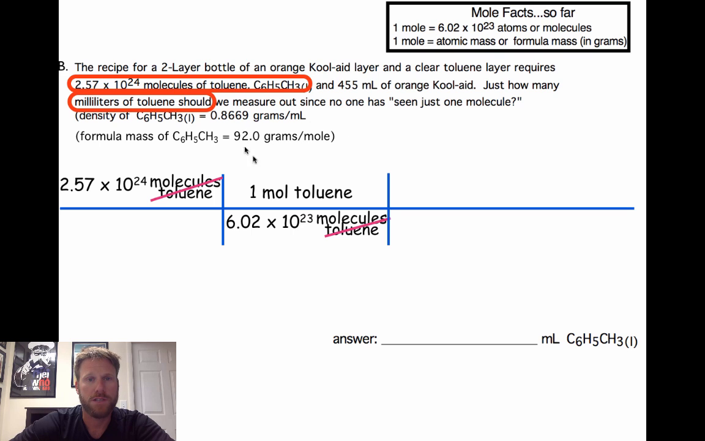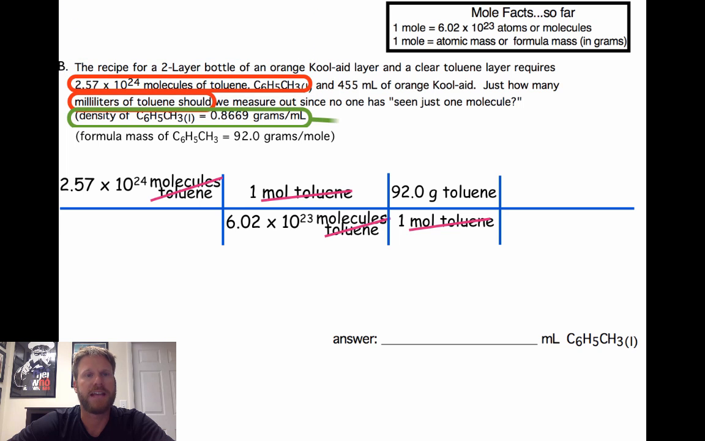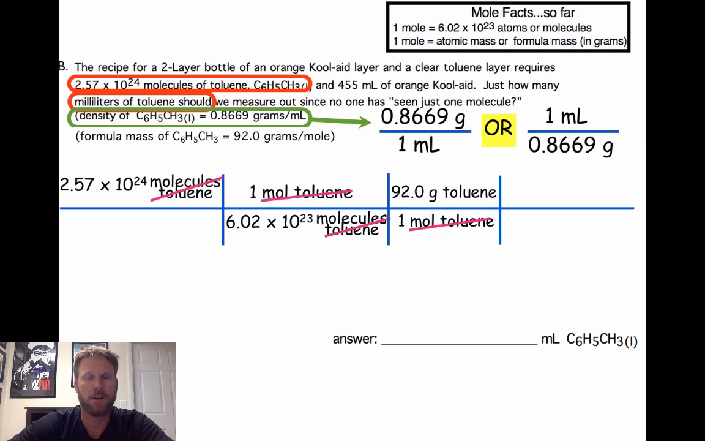So we want the moles to cancel. So for our formula mass, 92.0 grams per mole, we want the mole to go on the bottom and the 92.0 grams to go on the top. That way our moles cancel. Now we are only one step away. So we need to use the density of toluene. We can write this density as 0.8669 grams per milliliter, or 1 milliliter is 0.8669 grams.